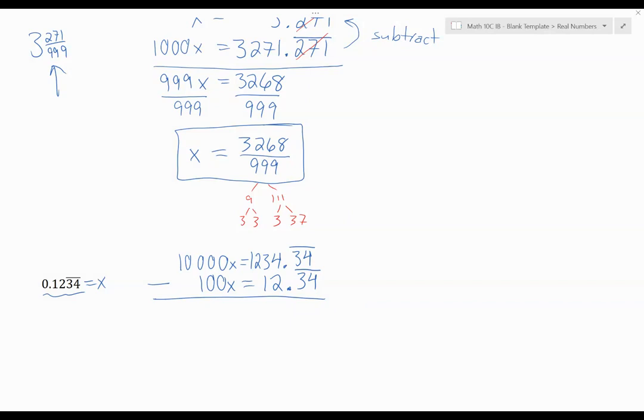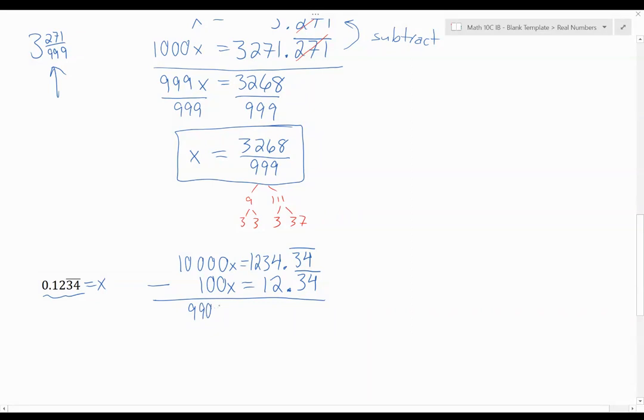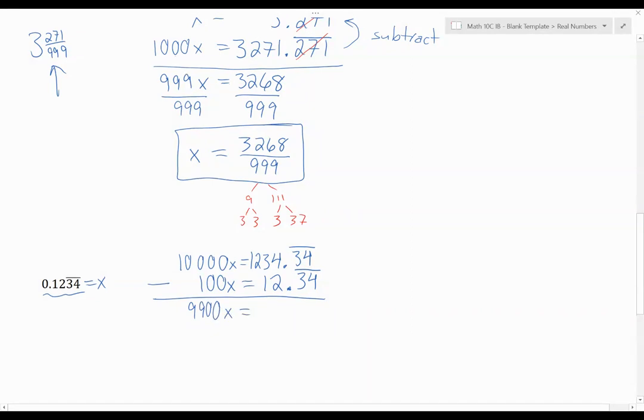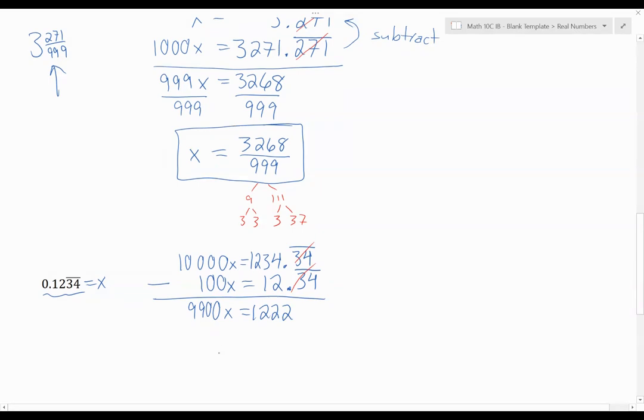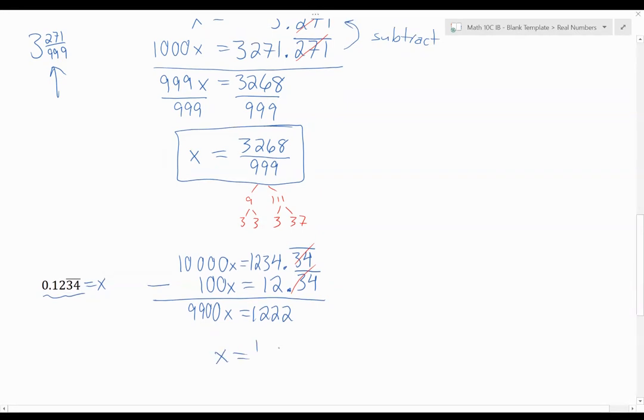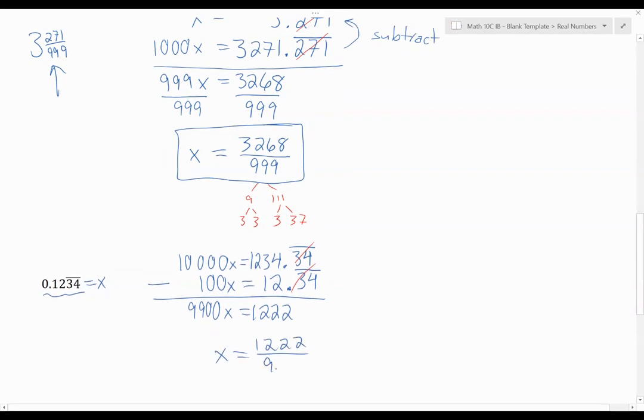My brain is not working right now. It is 9,900. 9,900x, and then 1234.34 repeating, minus 12.34 repeating, but the 0.34 repeating parts disappear. So what we are left with is 1234 minus 12, which is 1222. Again, we divide by the 9,900, so x equals 1222 over 9,900.